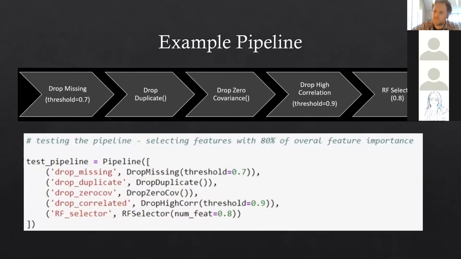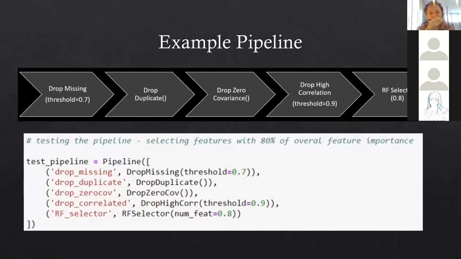So this makes it clearer. This gives a clearer picture of the pipeline that I've used. There are certain threshold values that I've used. For example, if a column has 70% of its values missing, then I would drop it. I would drop the duplicate columns. And for highly correlated, that means if two columns are 90% the same, I would drop them.